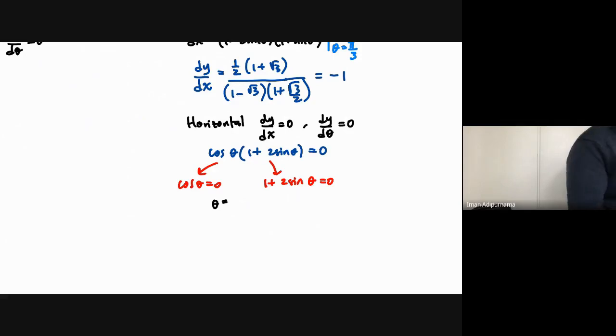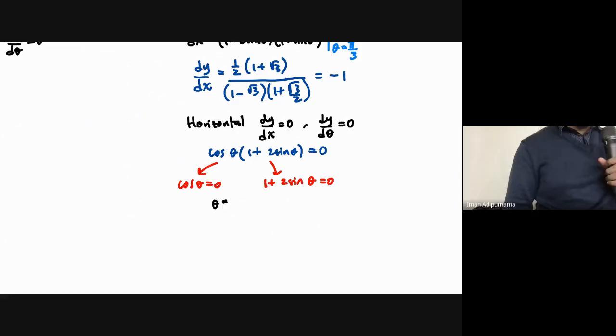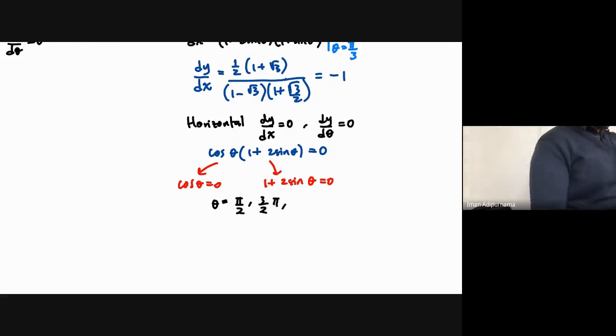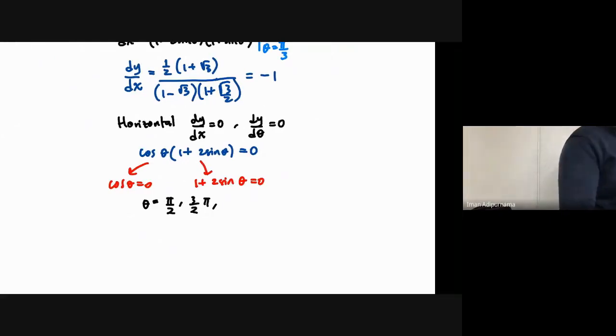So you get theta is pi over 2, 3 over 2 pi, right? And the other one is when sine is negative half, right? So theta will be 7 over 6 pi and then 11 over 6 pi.